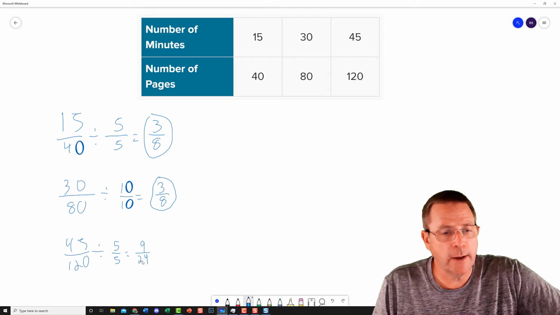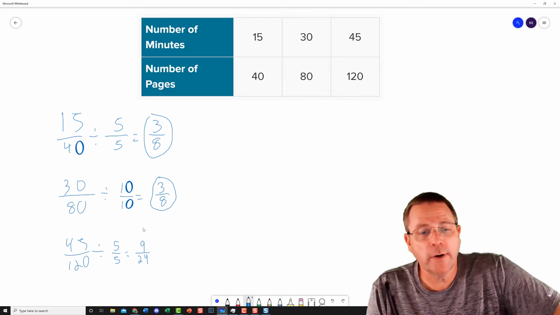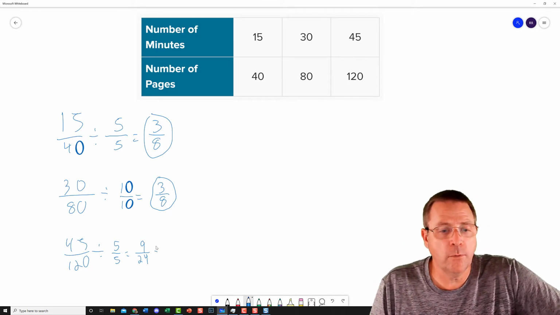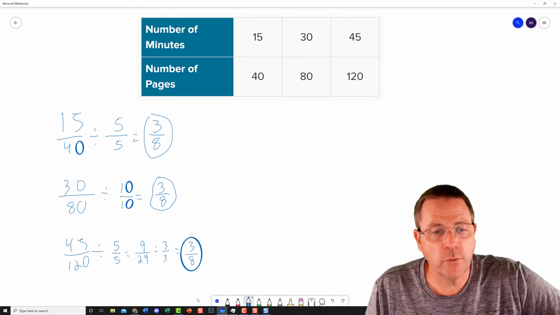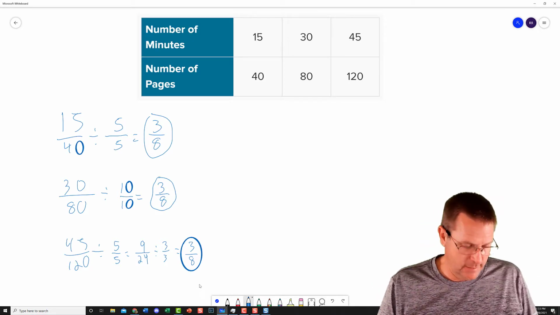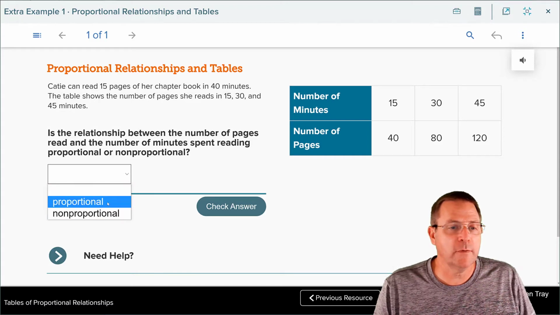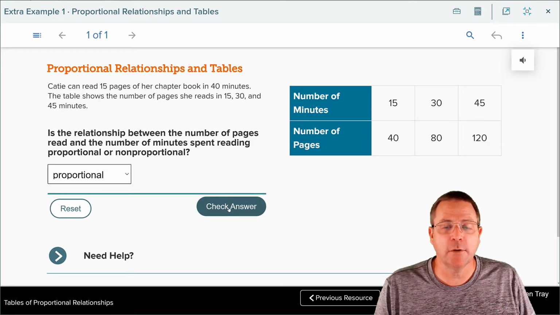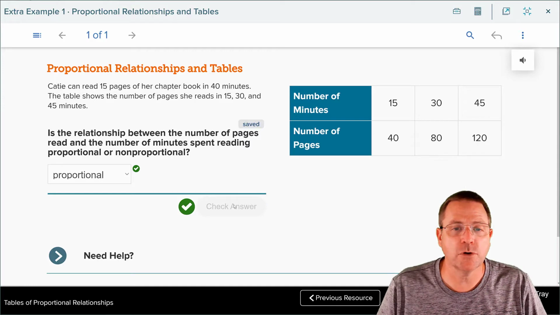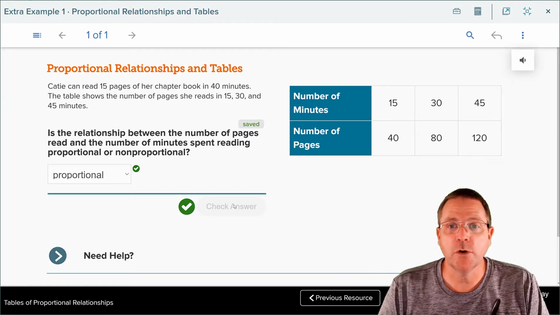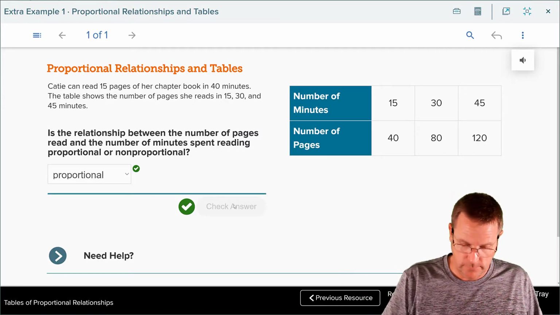Now, looking at that, I realize there's another number I could divide. 9 and 24 are both divisible by 3. If I divide 9 by 3, I get 3. If I divide 24 by 3, I get 8. And what do you see? All 3 of our answers simplified to be the same number. Since all 3 simplified to the same number, our table is indeed proportional. It checks. We are good to move on to the next resource.